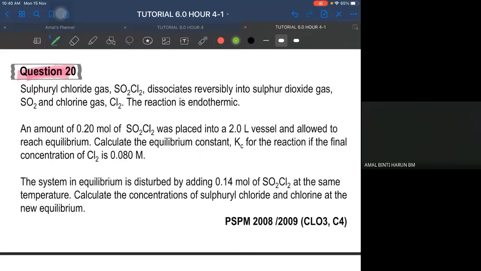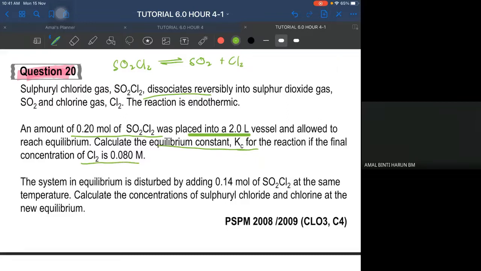Okay, and then question number 20, we have sulfuryl chloride dissociate reversibly. So nampak kat sini tak ada equation kan? Kita pun buatlah SO2Cl2 dissociate. Reversibly. So boleh reversible. The reaction is endothermic. Amount 0.2 was placed in 2 liter. Calculate the equilibrium Kc for the reaction of the final, and then Kc for the final concentration bila chlorine concentration adalah 0.08.